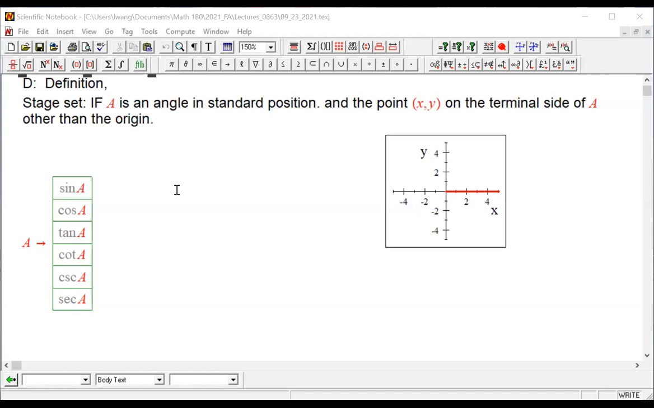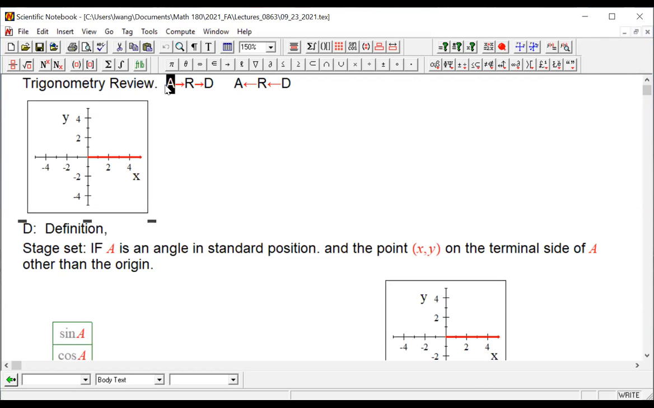From yesterday. Okay. Yesterday, we set the stage, right? In fact, we did a lot of work to set the stage. We did A, we did R. So after A and R, now it's time to bring out the definition.